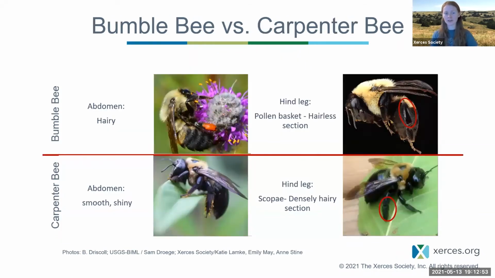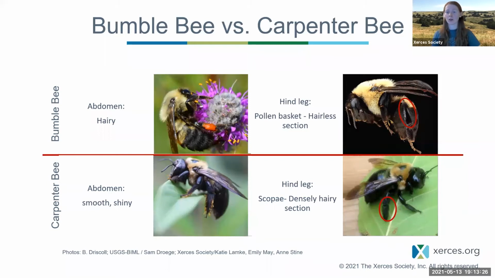And carpenter bees. This is probably the one that most people get confused with a bumblebee because they're about the same size, they're about the same colors, they both have that large buzz. On the top row, we have two photos of a bumblebee. On the bottom is the carpenter bee. So to tell the difference between a bumblebee and a carpenter bee, you want to first look at the abdomen. Bumblebees have a very hairy abdomen, and carpenter bees do not. They have a very shiny, smooth abdomen. It almost has an iridescent sheen to it.